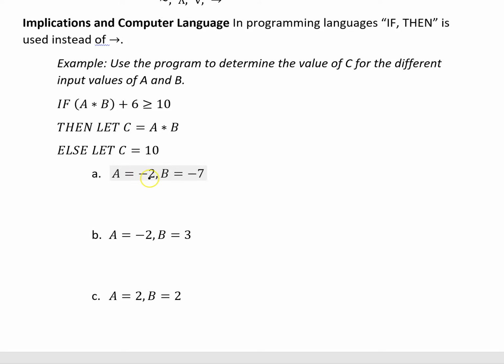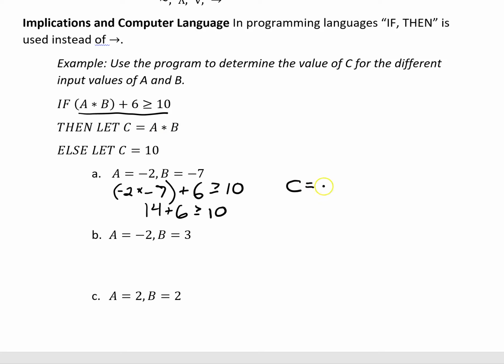So we have A equals -2 and B equals -7. We're going to put that into our if statement. We have -2 multiplied with -7, and we add 6. We want to know if it's greater than or equal to 10. Well, we have 14 plus 6. Well, that's obviously greater than or equal to 10. So since it is greater than or equal to 10, it is true. That tells us then let C equal A times B. So C will equal A times B, which was -2 times -7. So C equals 14. In part A, that is the answer.